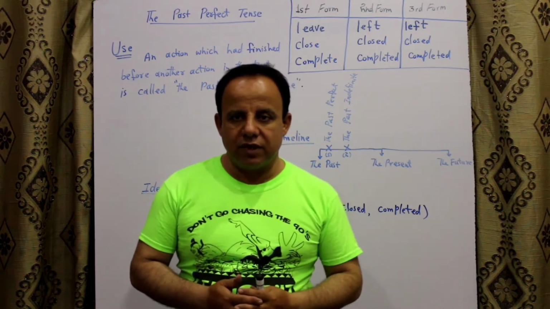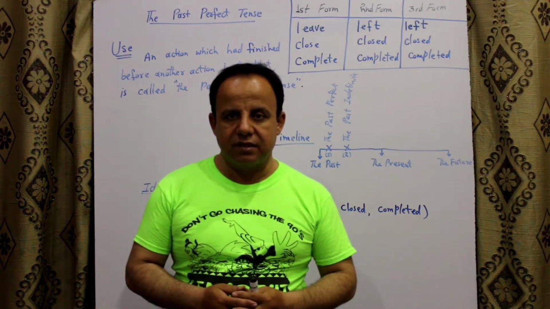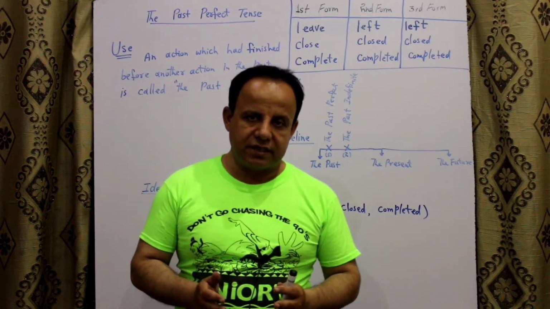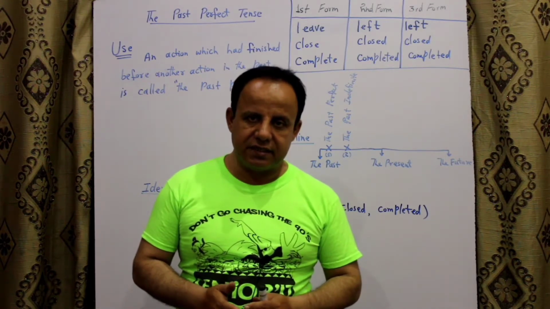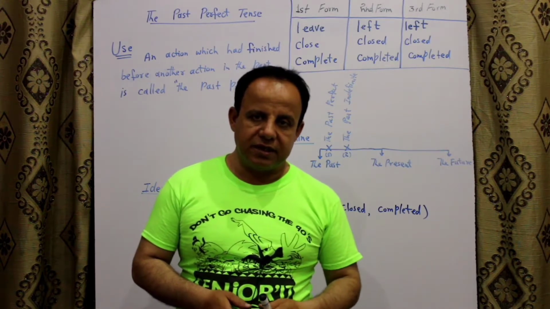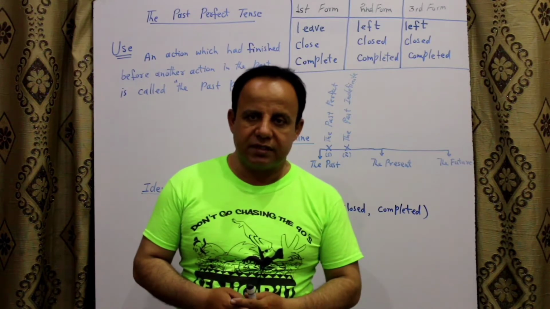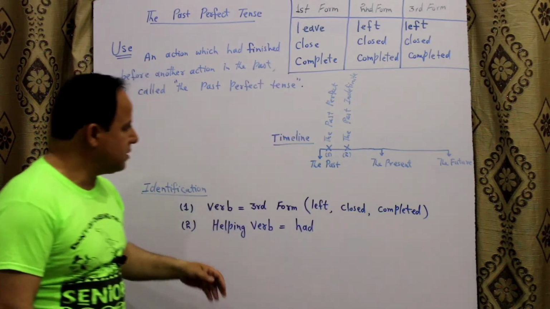When two actions happened separately in the past, mostly the first action, which happened before the other action, is known as the past perfect tense, and the second one, which happened later on, is known as the past indefinite tense. Let's see the timeline.